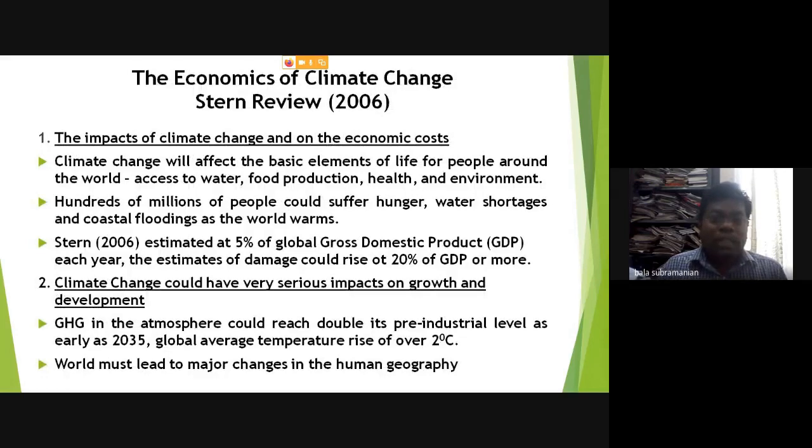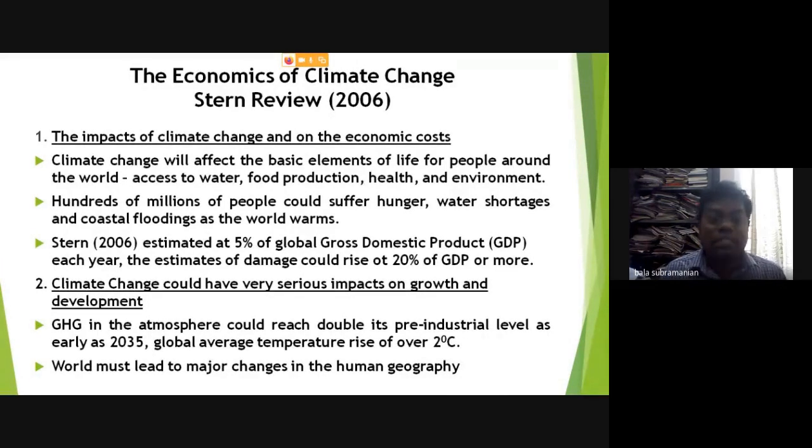So the second term. What is the basic understanding? What is the relation between climate change and economics? As I said earlier, Nicholas Stern started his work in the early 2000s and completed it in 2006. They call it the Stern Review on the economics of climate change. This is a free PDF copy. You can download it anywhere.